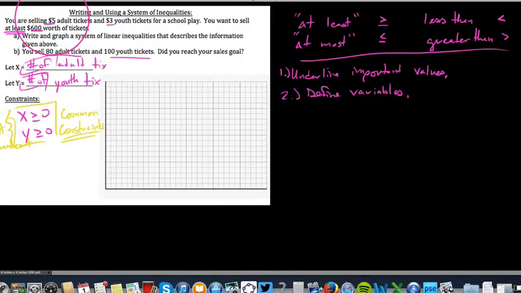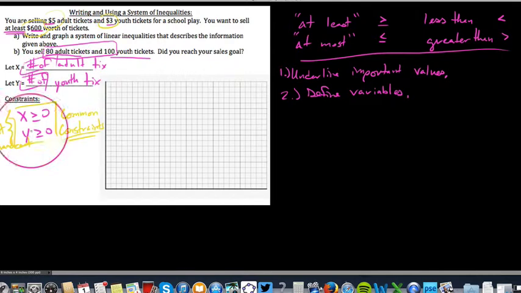The third constraint is going to come about from these dollars. Notice that I have dollars and dollars and a total amount of dollars. In this relationship, we say we're selling $5 adult tickets and $3 youth tickets. And I asked you to consider this: would you make enough money if you sold 80 adult and 100 youth tickets? Would you make your goal of at least $600? We could figure this out. You just take 80 times $5 a ticket, and then add that to 100 times $3 a ticket. You probably did it in your head and figured out that it works.